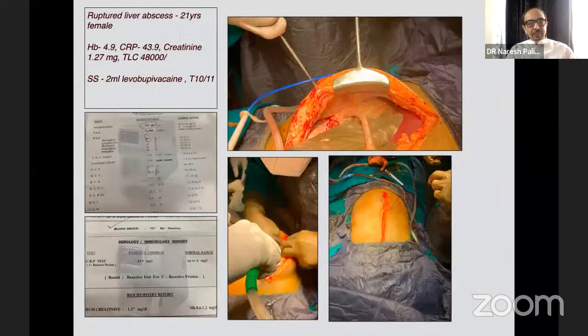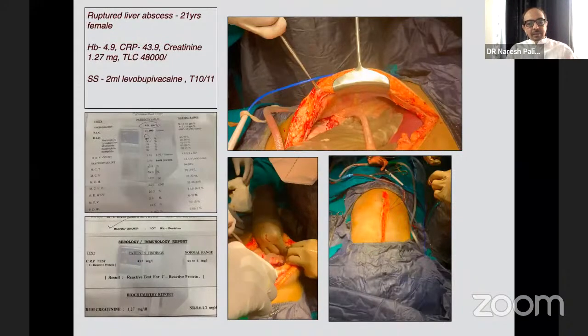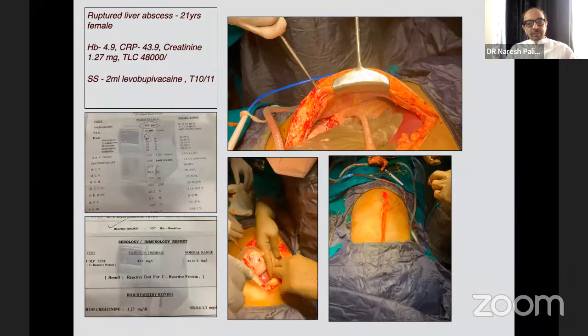This is a ruptured liver abscess, 21 years female. The hemoglobin was just 4.9, CRP was 43.9, creatinine 1.27. You see the whole of the abdomen was filled with blood and pus.